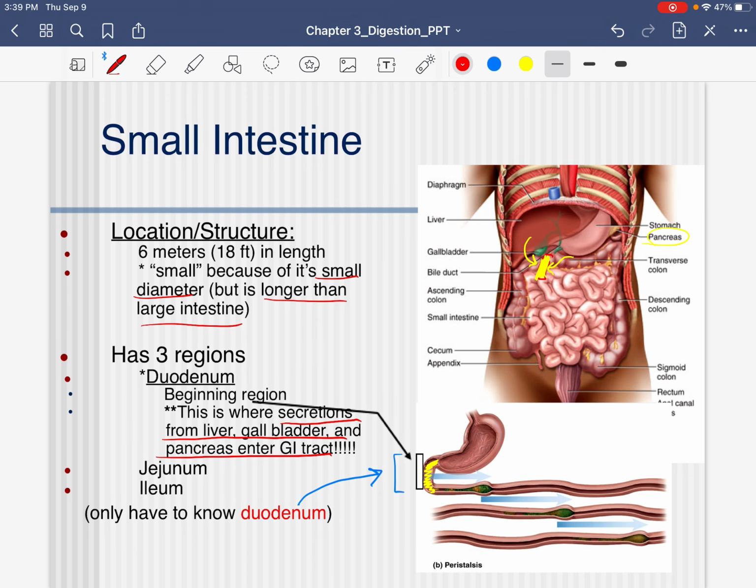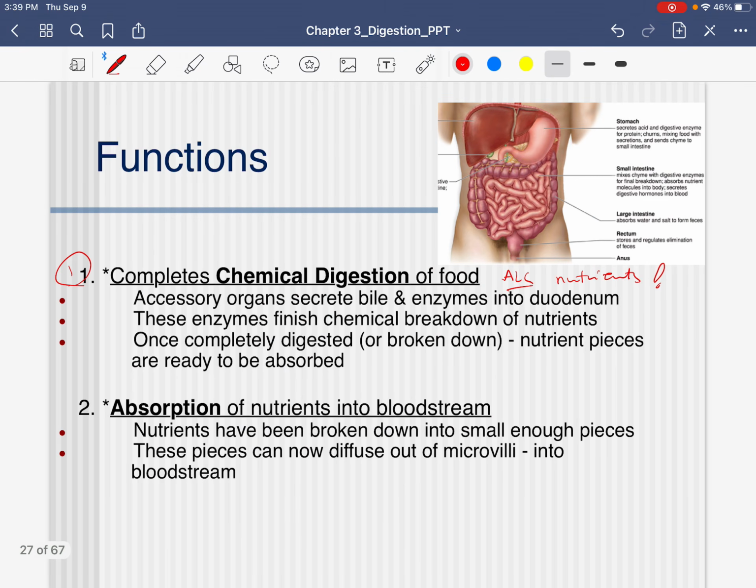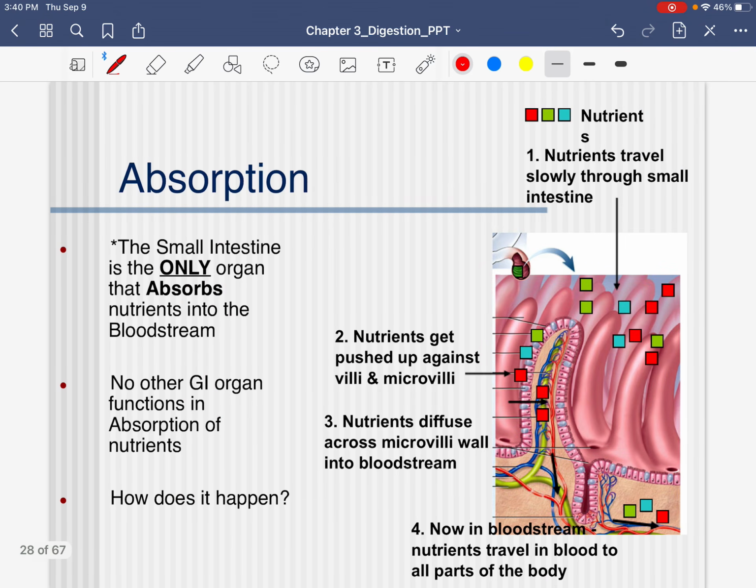Because what did we say? We said that this duodenum, that beginning region, was so important because all the secretions, all the enzymes from the accessory organs dump into the GI tract here. So it is by design. Now that we have all the chemicals we need, well, of course, now we can perform chemical digestion of all the nutrients. And then, and only then, can we do absorption. And that's to move the nutrients from the inside of the small intestine wall in across the small intestine wall into the bloodstream.